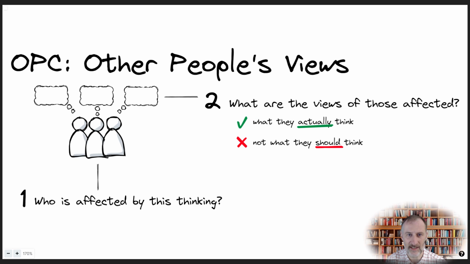OPV stands for Other People's Views. This is another attention-directing algorithm designed to increase the breadth of perception.